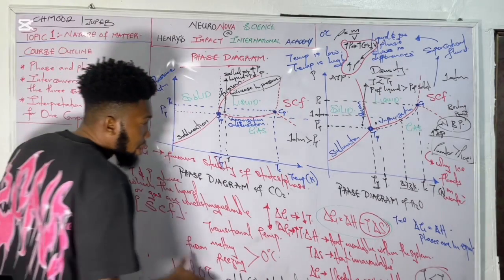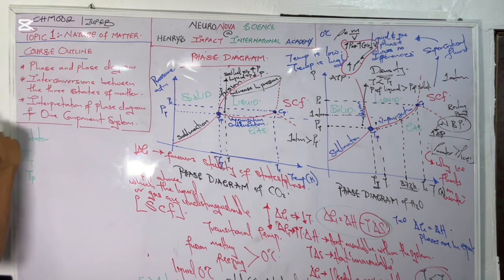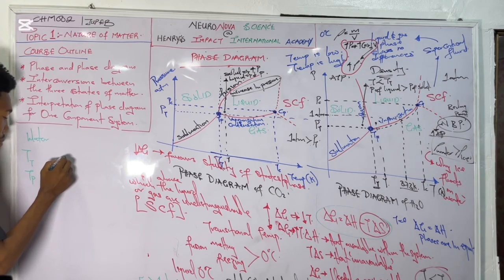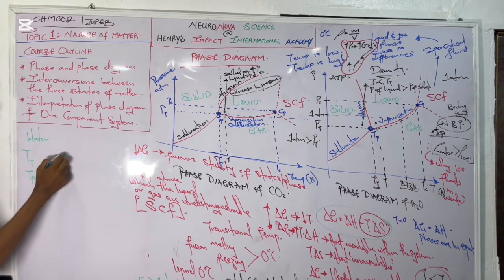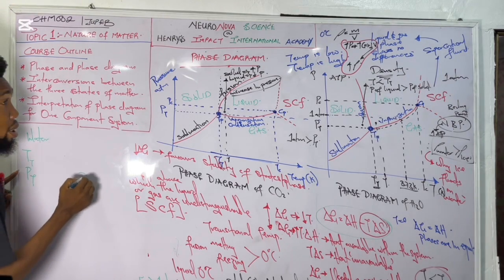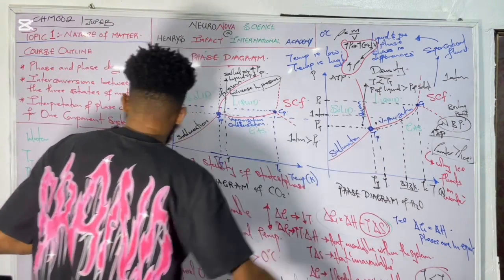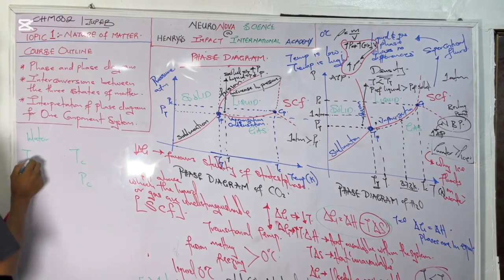So good. Given all these directives on how to get all these parameters, let's quickly dive into the numbers. So here, for water, we have triple point temperature, triple point pressure, critical point temperature, PT, then we have PC and TC. All these things are just notations. It's you that will decide the notation you want to use.